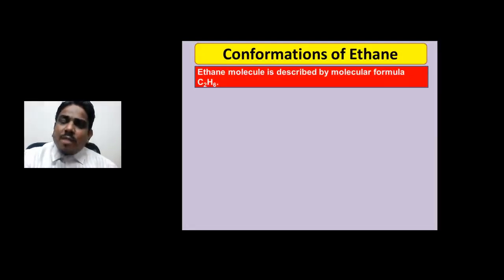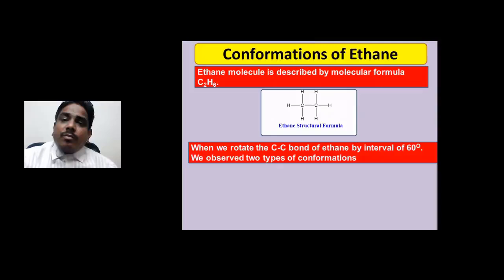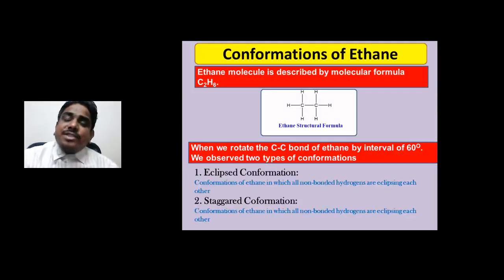It contains 2 carbon and 6 hydrogen. This is the structural formula, CH3, CH3. Each carbon possesses 3 hydrogens. So when we rotate the carbon-carbon single bond of ethane by intervals of 60 degrees, we observe 2 types of conformation. The first is the staggered conformation, and the second is the eclipse conformation.